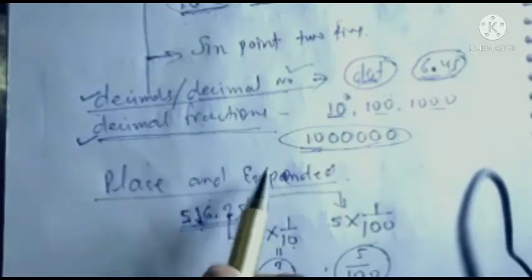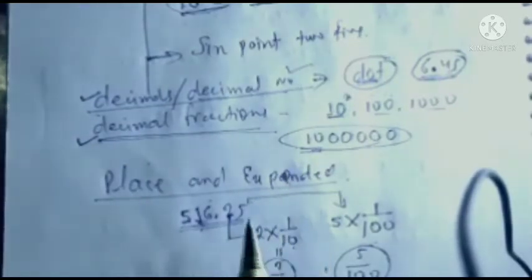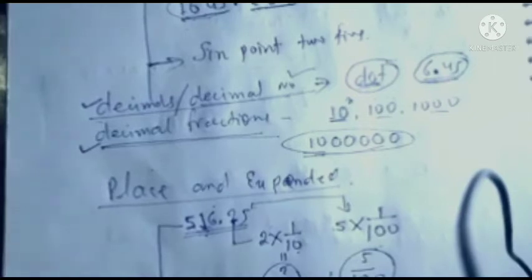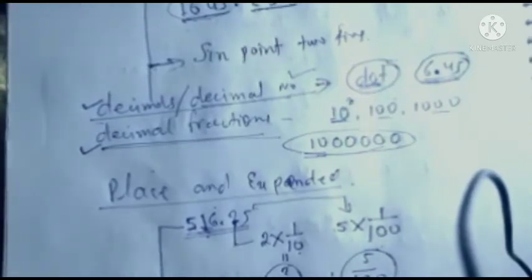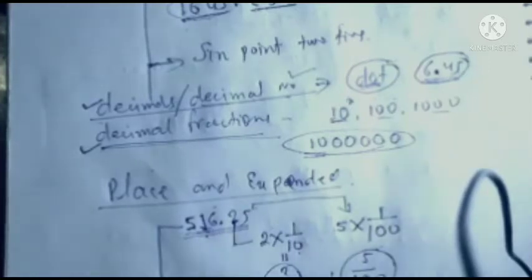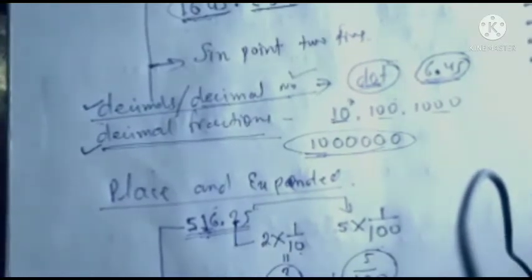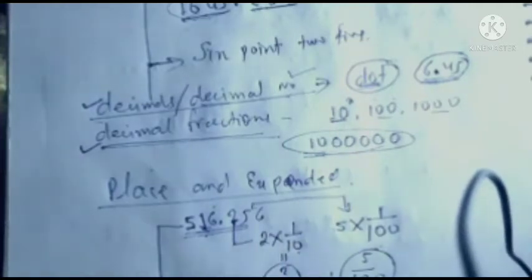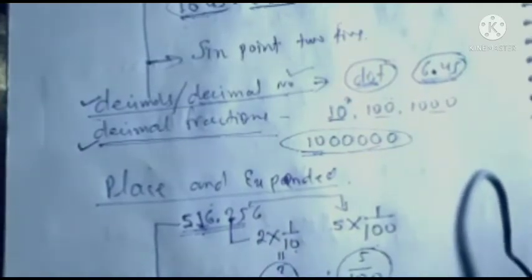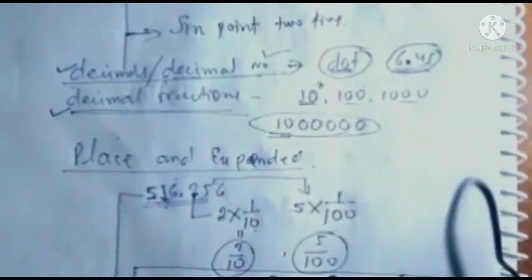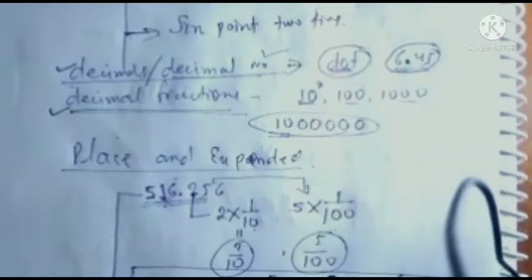Now, how will we write these numbers in expanded form? Suppose we have to represent this number in expanded form. This is 516.25, so this is 500 plus 10 plus 6 plus 2 tenths, 2/10, plus 5 hundredths, 5/100. Suppose there is also a 6 after that, so this will be 6 thousandths, 6/1000. So this is simply the expanded notation or expanded form of decimals or decimal numbers. I hope this is clear.